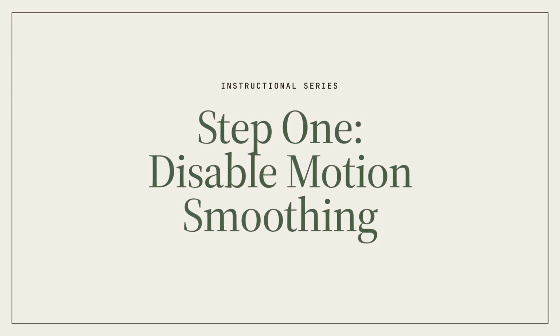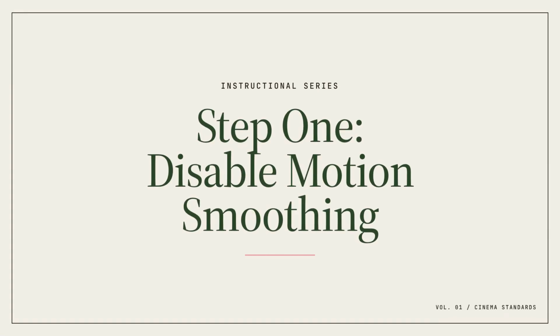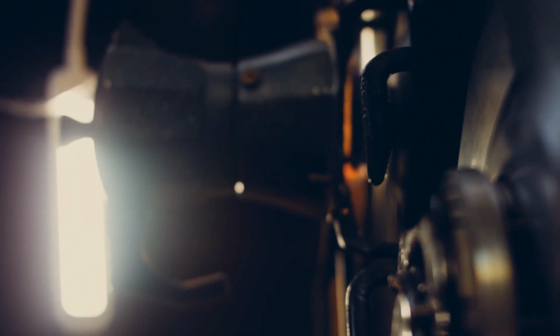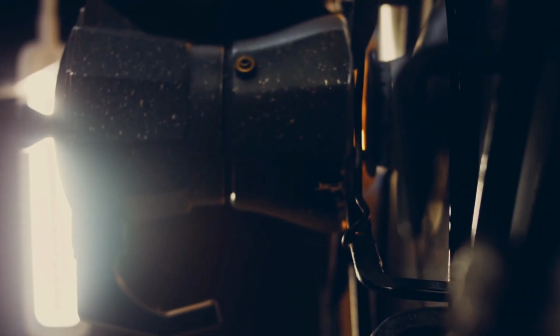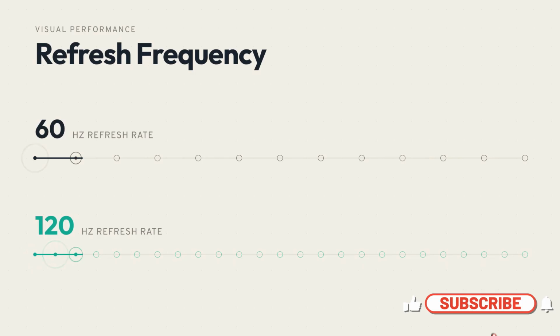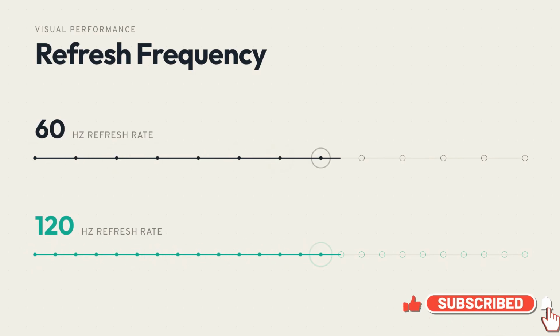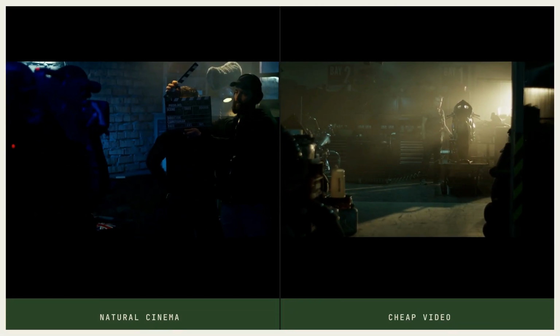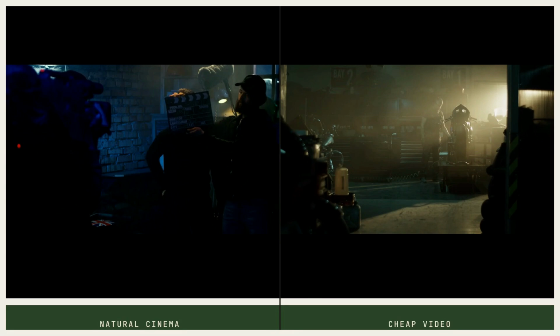Step 1 is disabling artificial motion smoothing to kill the cheap soap opera effect. Feature films are mastered at 24 frames per second, which provides the natural cadence your eyes expect from cinema. Because modern panels refresh at 60, 120, or 240 Hz, built-in processors generate synthetic intermediate frames to fill the gaps. This processing makes cinematic movies look like cheap home video productions.